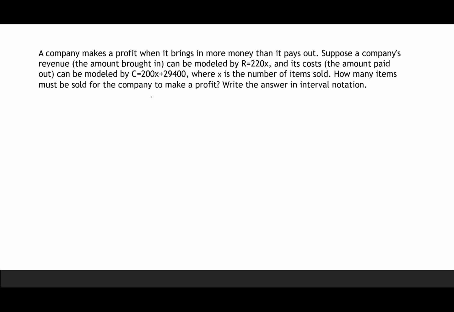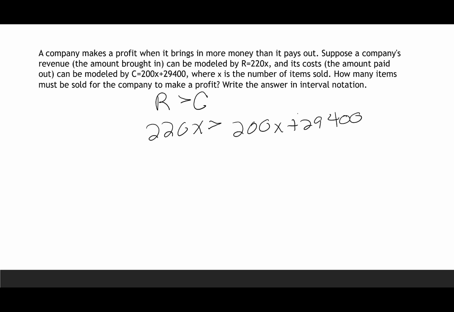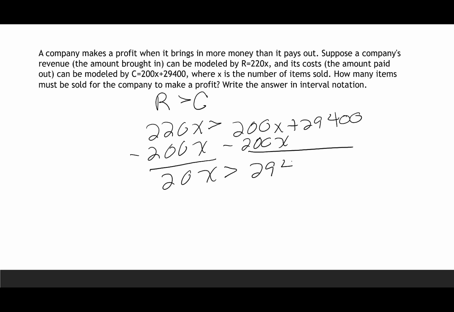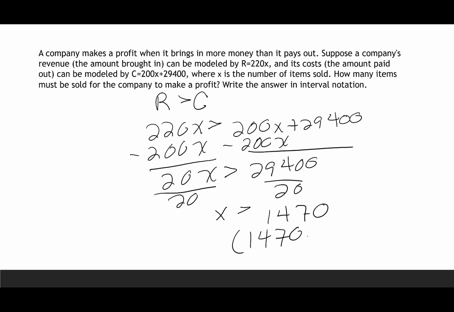So the company makes a profit when the revenue is greater than the cost. So we're going to say 220x is greater than 200x plus 29,400. We're going to subtract 200x from both sides, which gives us 20x is greater than 29,400. We want to divide by 20, which gives us x is greater than 1,470. As an interval, I write 1,470 to infinity.